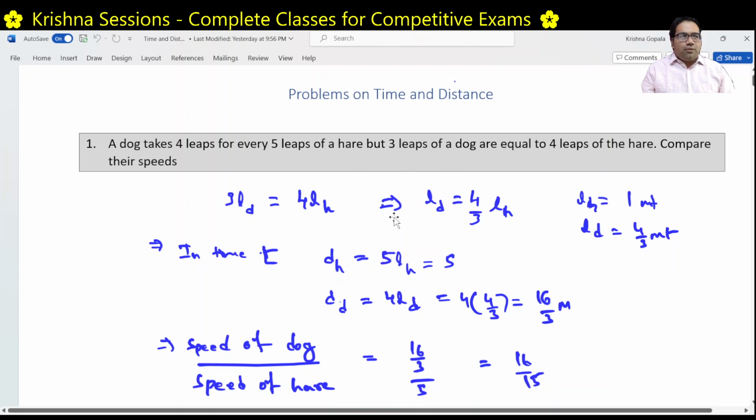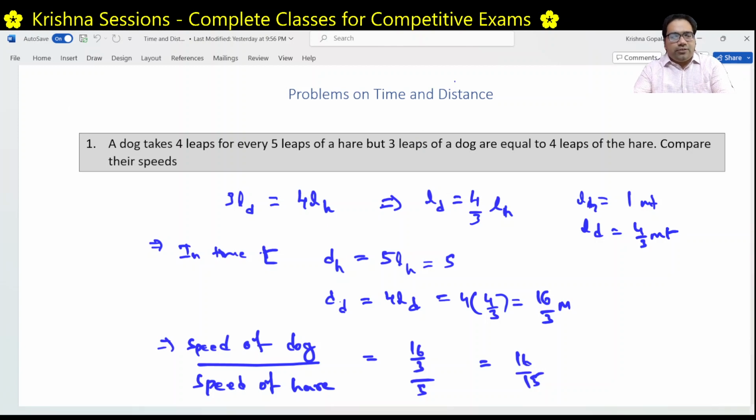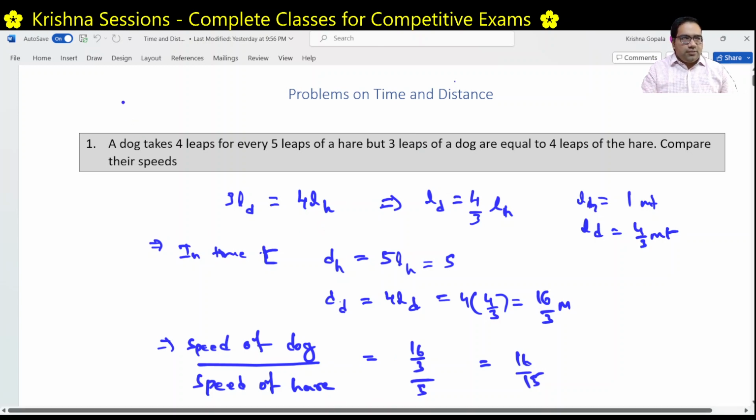There is only one formula in this topic, which is distance is equal to speed into time. That is the only formula that we need to remember. Distance is equal to speed into time.